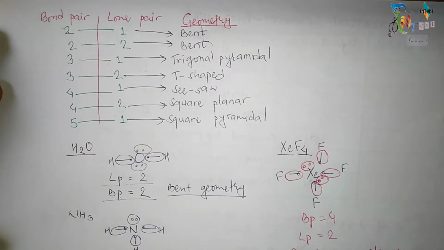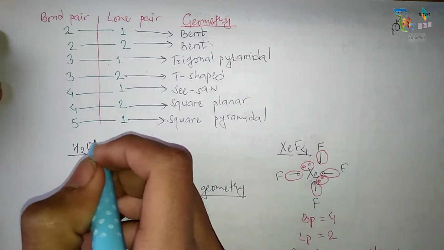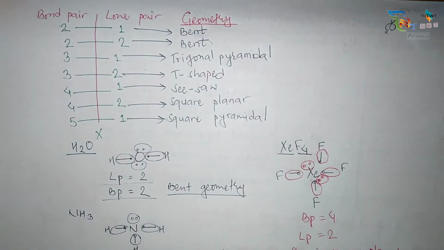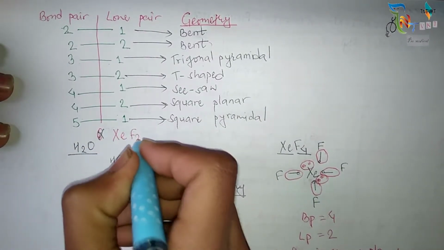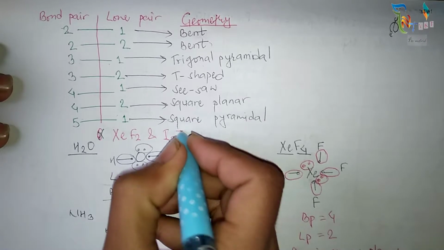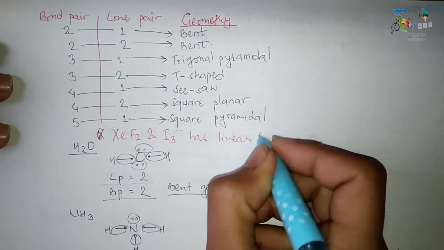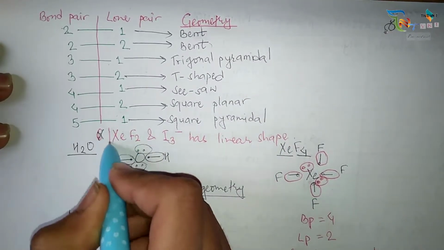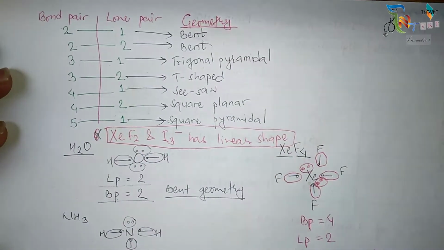Yes, in this way you can find the shape in lone pair cases. Now one thing you must remember: XeF2 and I3 minus have a linear shape. I3 minus is mostly asked, and it has a linear shape. So these two compounds have linear shape, you must remember that.